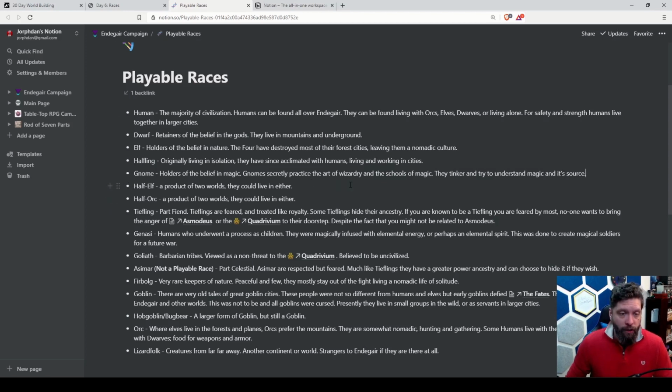Half-elf, a product of two worlds. They could live with elves or they could live with humans. Half-orc, a product of two worlds. They could live with orcs, they could live with humans.